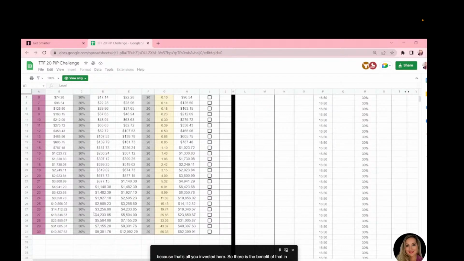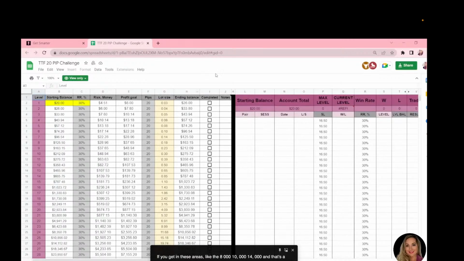In reality, though, this is real money, so you guys could have withdrawn it. So if you get in these areas like the 8,000, 10,000, 14,000, and that's a lot of money to you, maybe just take your money. We have this whole sheet for you guys. You can download it. You can put your pair, your sessions, your dates, whether it was a long or a short, whether it was a win or a loss, and track along what you were doing. As you complete each level, you can click the little completed check mark and it'll complete it for you. You can make little notes about what happened with those trades, things like that.